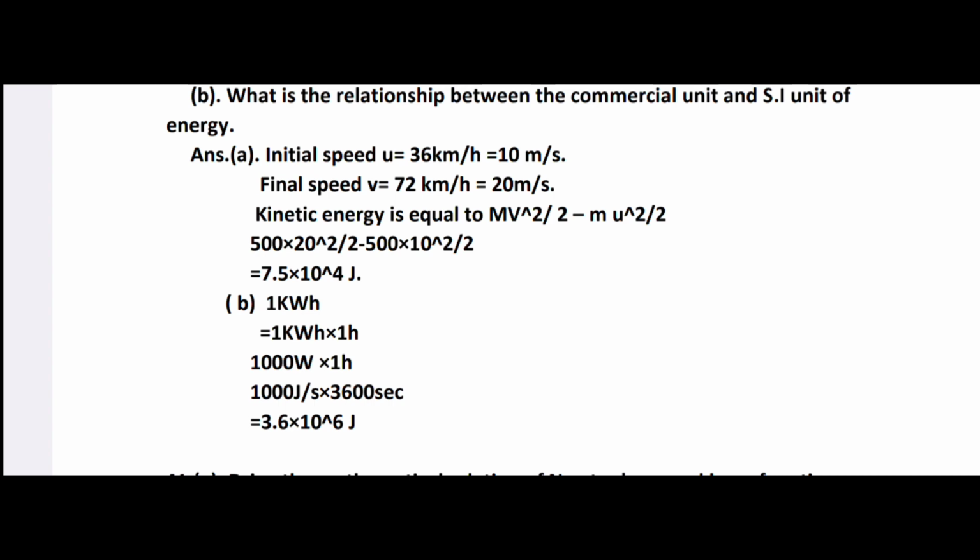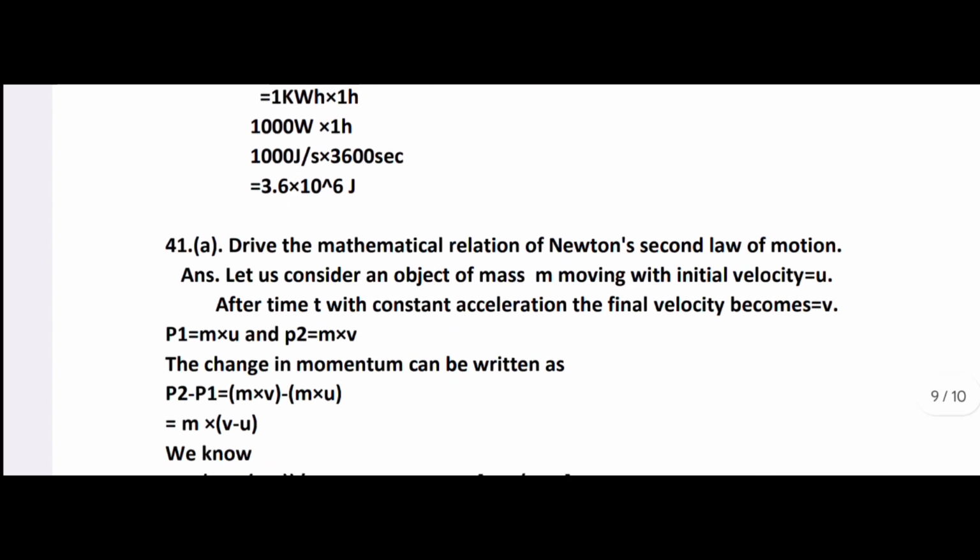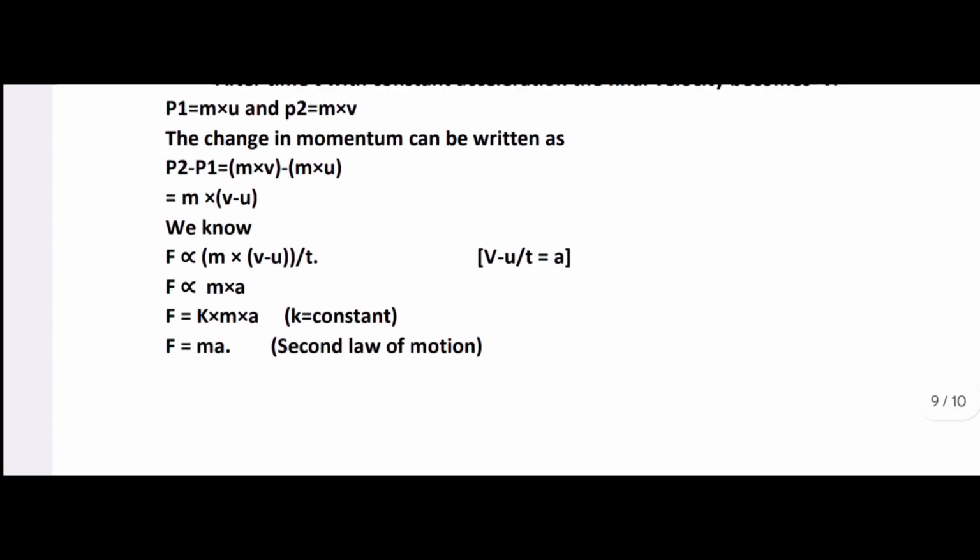So 1 kilowatt hour is equal to 3.6 into 10 raised to power 6 joules. This is the beautiful relationship between the commercial unit and SI unit of energy. Now 41 question. A part, derive the mathematical relation of Newton's second law of motion, very important. Now, this is the simple way I am going to give you. Let us consider an object of mass m moving with initial velocity u. After t time with constant acceleration, the final velocity becomes v.